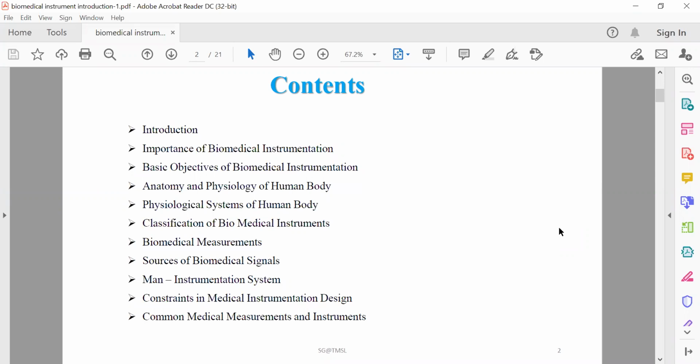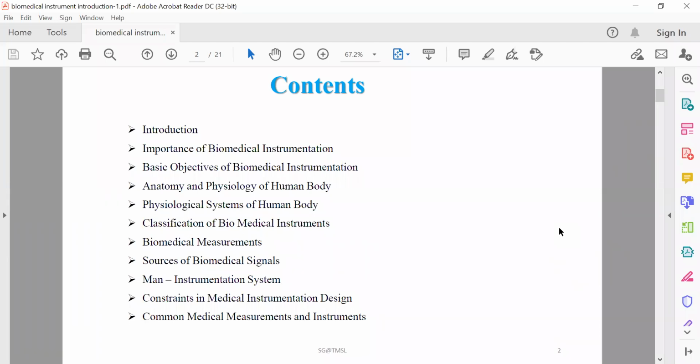Then I would like to discuss the biomedical measurements. What is the source of biomedical signals must be discussed. Then the main instrumentation system, the block diagram, and the different components, I would like to discuss. Then the constraints or challenges in biomedical instrumentation design.